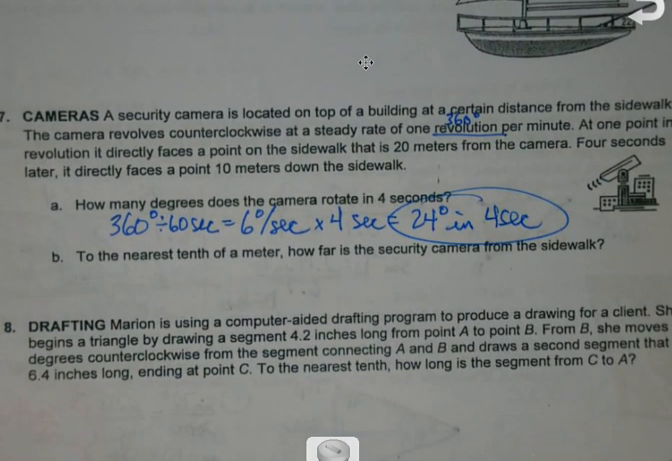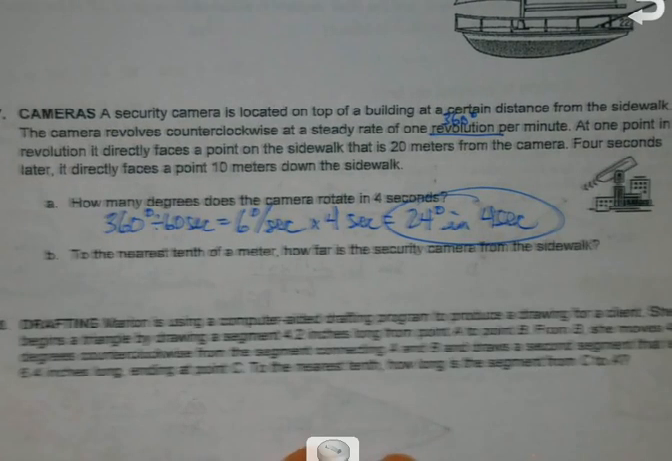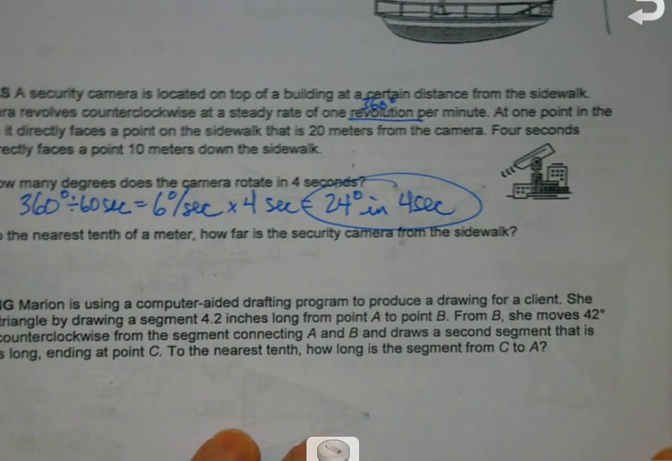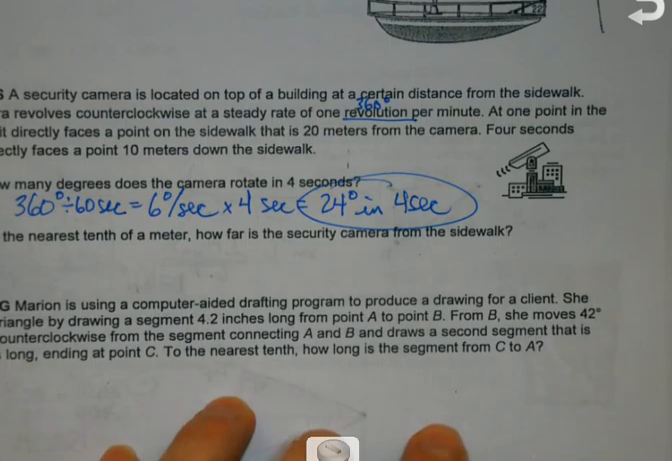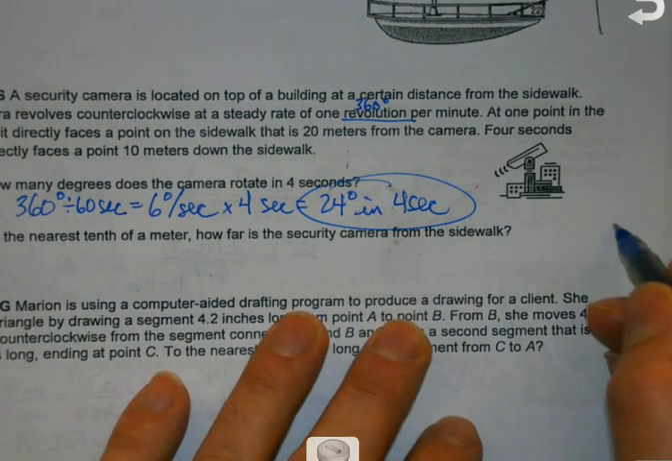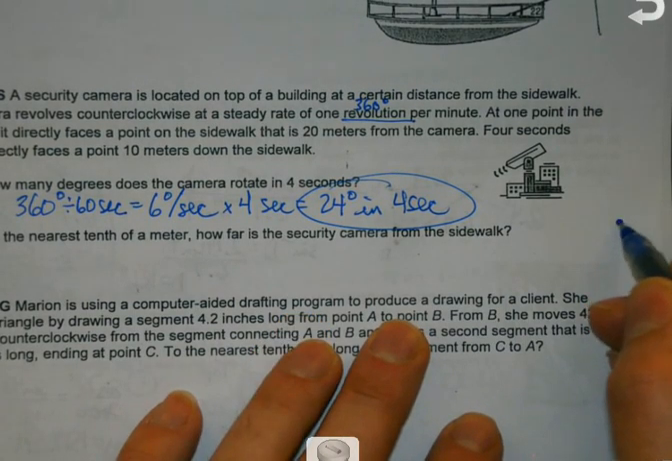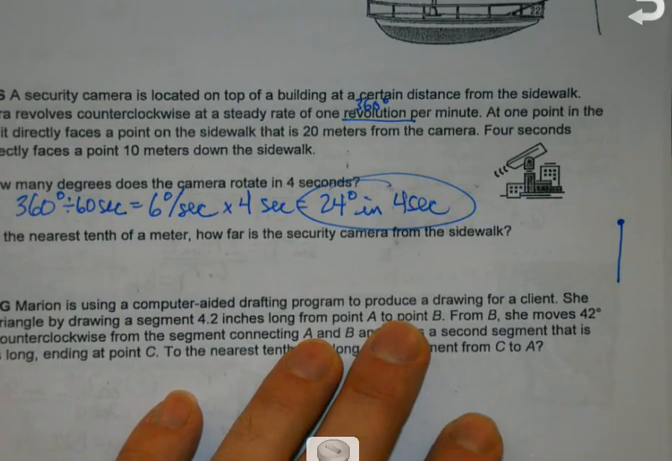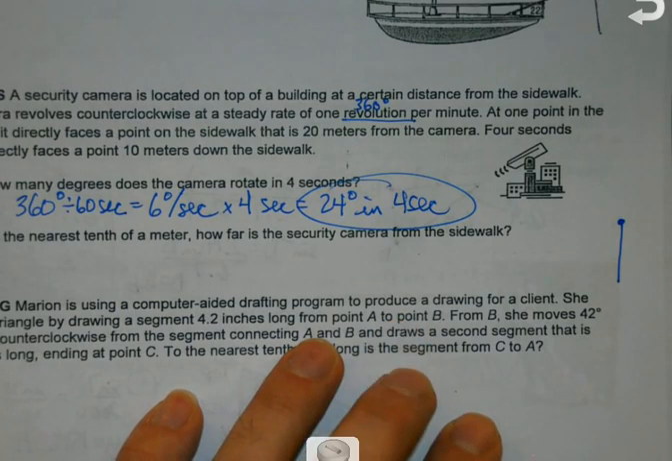That part doesn't. However, it does get us to a portion now where we might be able to get some information to draw this second part. So let's go back to the problem again. At one point in the revolution, it directly faces a point on the sidewalk that is 20 meters from the camera. Okay. So I got my building. Hopefully it's at a right angle to the ground. Otherwise we're going to have some trouble here.